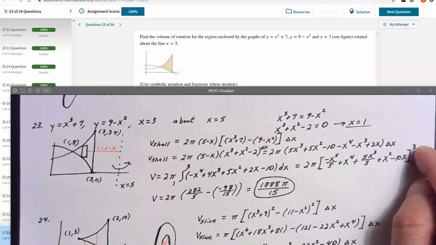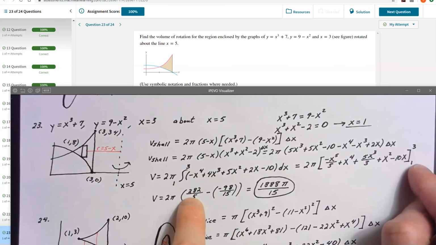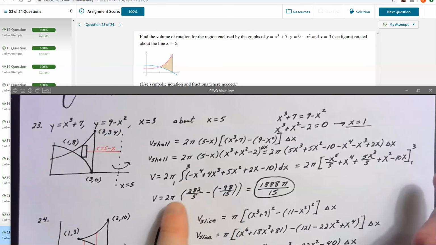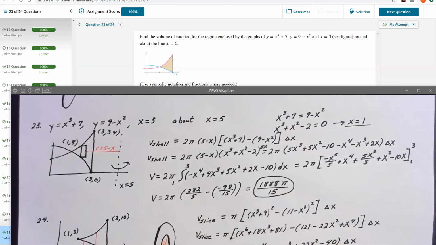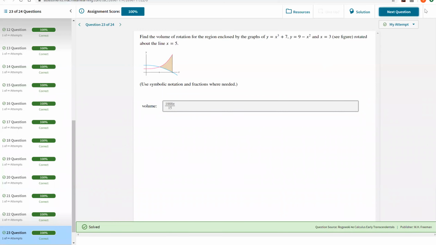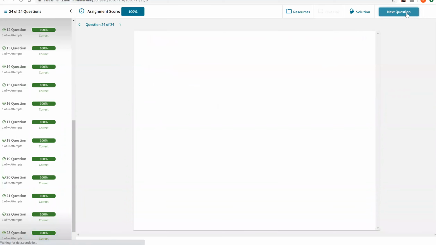When I evaluated this expression at 3, I got the 282 over 5 answer. When I evaluated this expression at 1, I got the negative 98 over 15. But of course, we subtract the lower limit of integration. Whenever I simplified that out, multiplied by 2 pi, we get our 1,888 pi over 15, which was correct on Achieve.